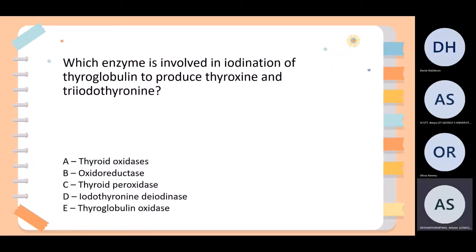So, got another question here. Which enzyme is involved in iodination of the thyroglobulin to produce thyroxine and triiodothyronine?